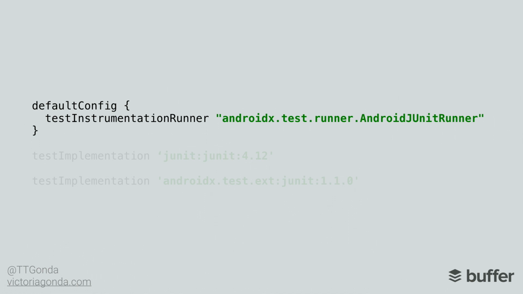And then also, you need to make sure to specify the test instrumentation runner in the default config block of your Gradle file. These, as well as some of the other dependencies I'll show, are usually automatically included for you when you generate a new Android project in Android Studio. But in case you're working with an existing project that doesn't have them, or for some other reason, I'm sharing them anyway.